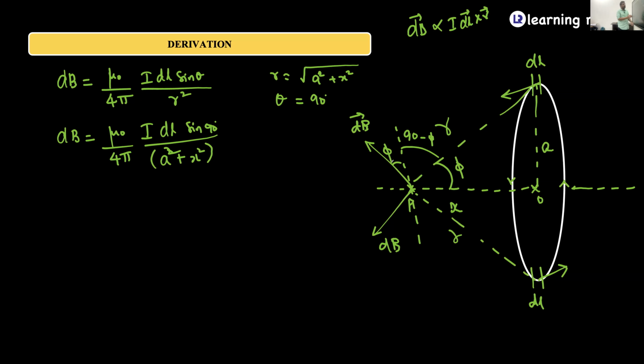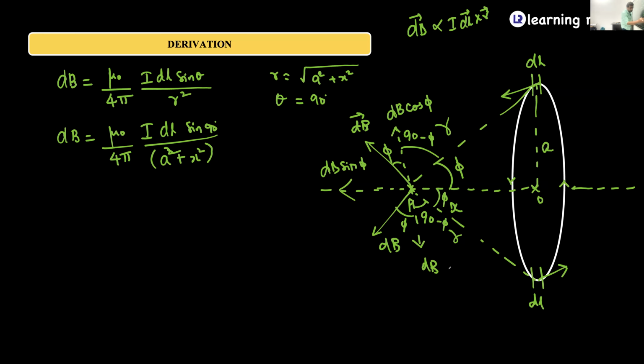So this dB can be resolved into two components: dB cos phi upwards and dB sin phi in the horizontal. Similarly, if I take another angle phi here, how much will this angle be? It will be 90 minus phi, and how much will this be? It will be phi.